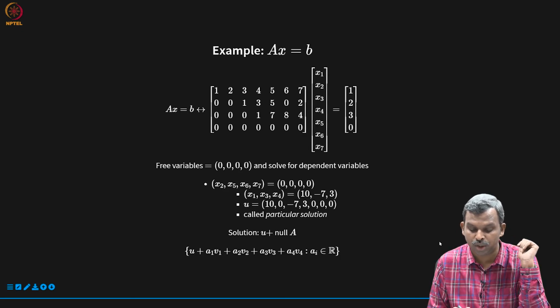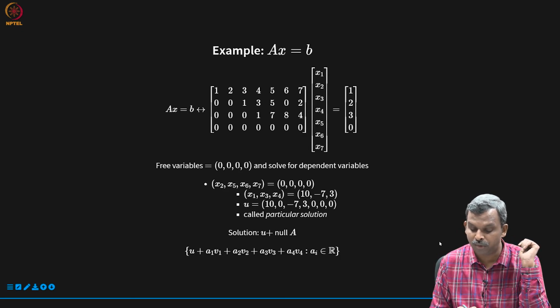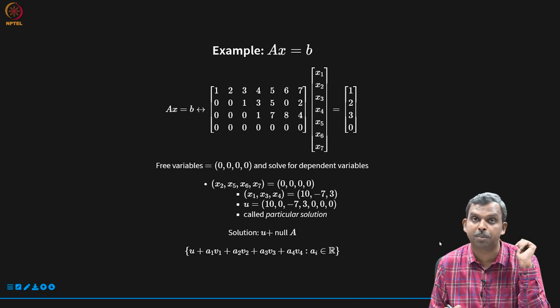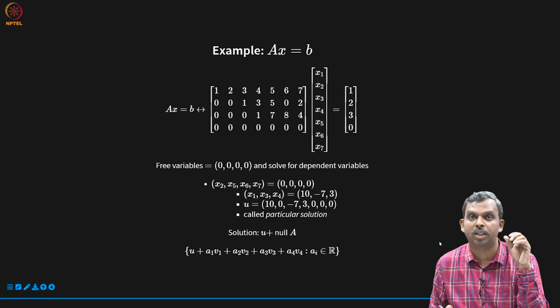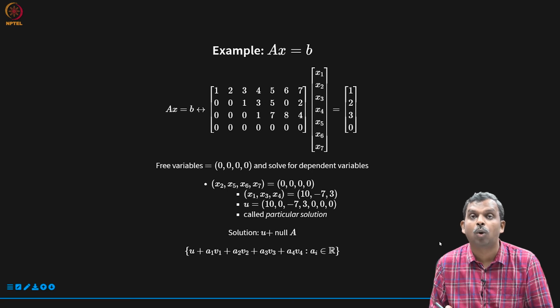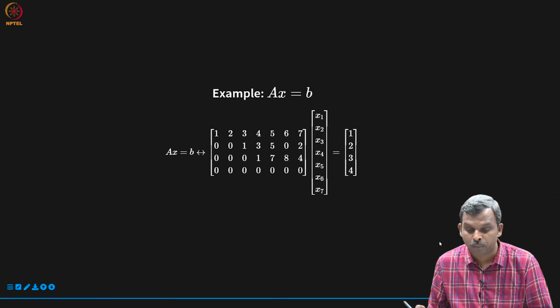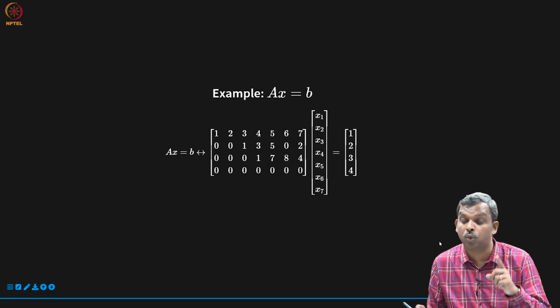Okay, so the entire solution is u plus null A. The solution will have a picture like this. This u particular solution plus any linear combination of the null space basis vectors. So this is the set of all solutions for this. Okay, hopefully this gave you a very clear view of how things will look and how you can find solutions for linear equation.